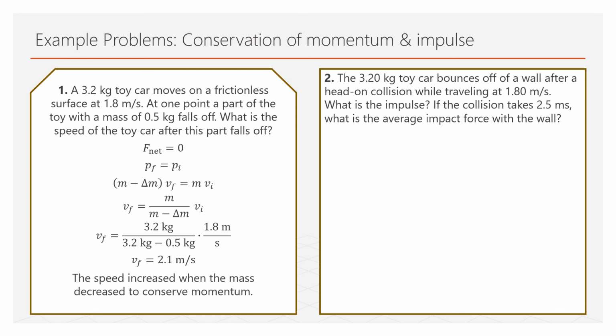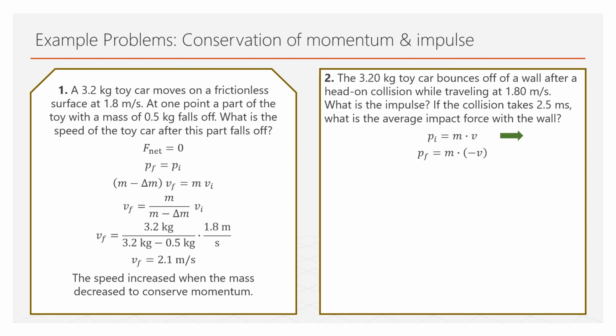A 3.2 kilogram toy car bounces off of a wall after a head-on collision while traveling at 1.8 meters per second. What is the impulse? Then, if the collision takes 2.5 milliseconds, what is the average impact force with the wall? We can start with the initial momentum, which is just the mass of the car multiplied by its speed. And we can draw the velocity vector like this. Here, we will take motion to the right to be positive.